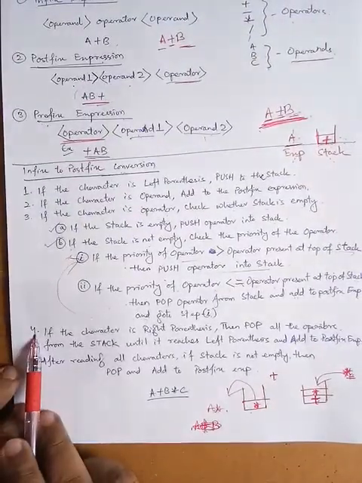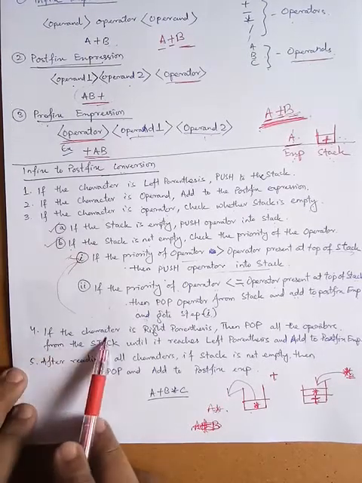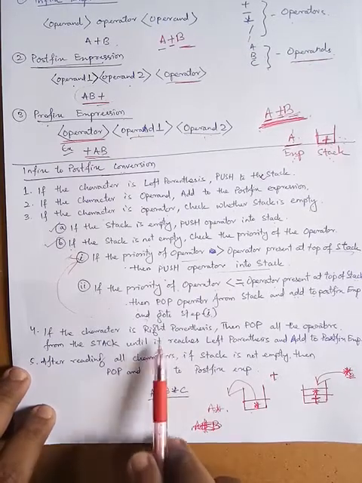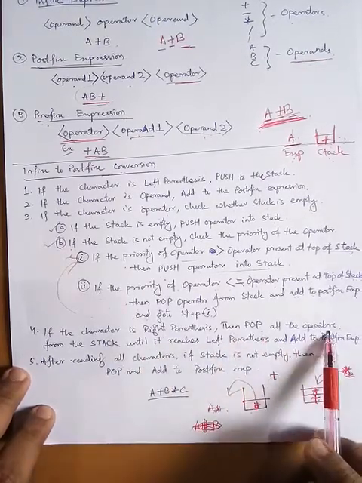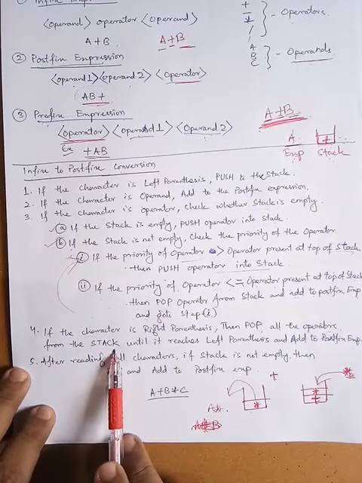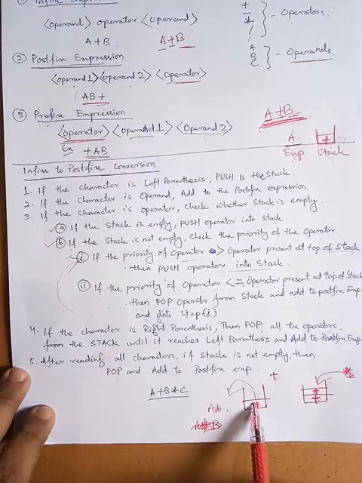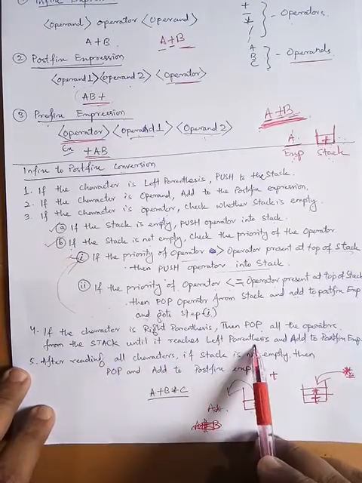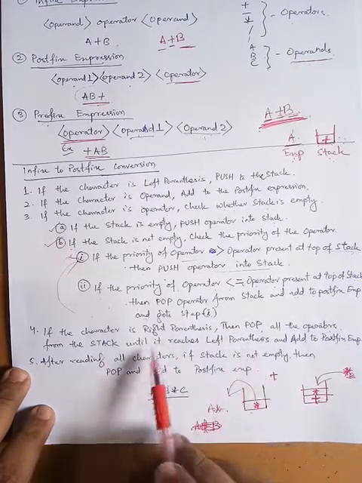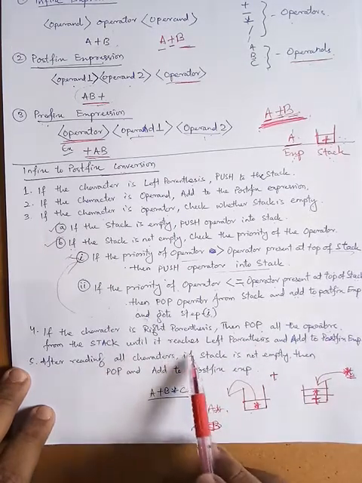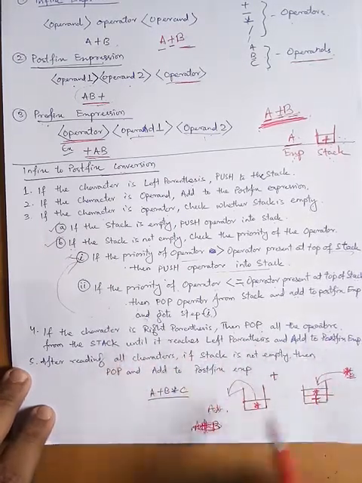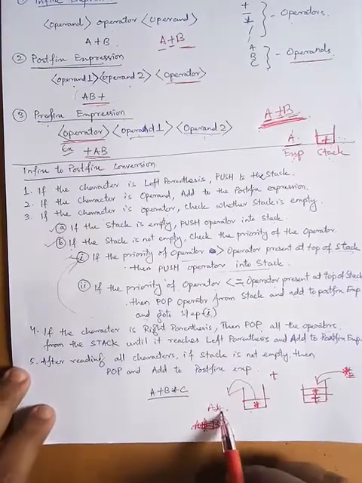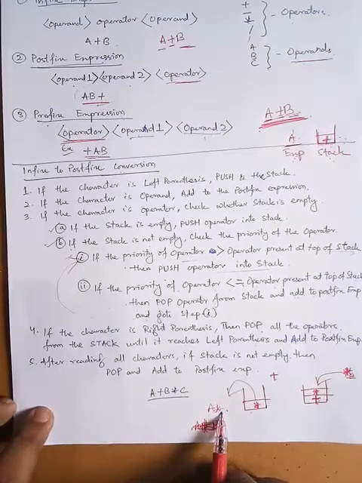The next one is if the character is a right parenthesis. If the character is a right parenthesis, then pop all operators from the stack. Whatever operators are present in the stack, pop all of them until it reaches the left parenthesis. All the operators present in the stack should be popped out, and you must add them to the postfix expression.